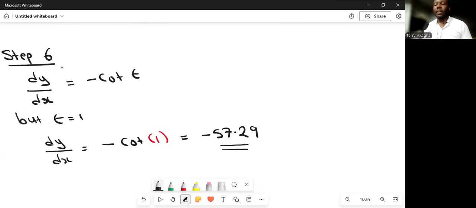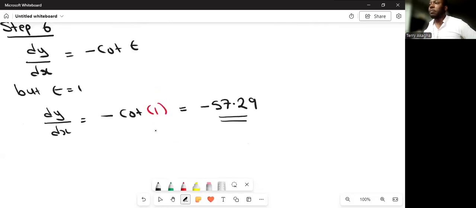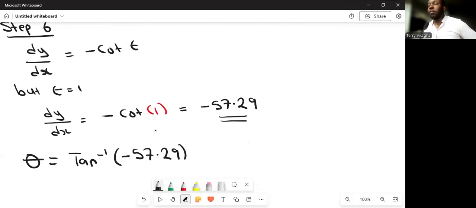All right, so now we've gotten that, but we are not looking for dy over dx. We're looking for the angle. And the angle here, theta, is equal to the tan inverse of the value from dy over dx, which is minus 57.29. And then that will give us equal to what? Minus what? 89 degrees. Okay, and that will be the answer for that.